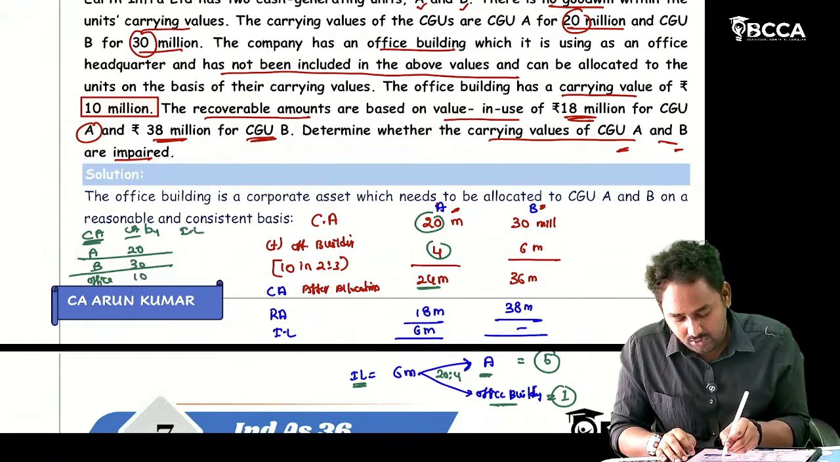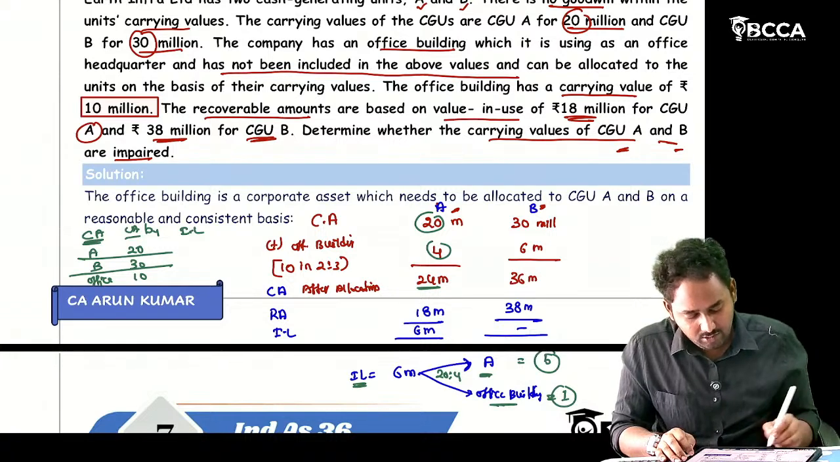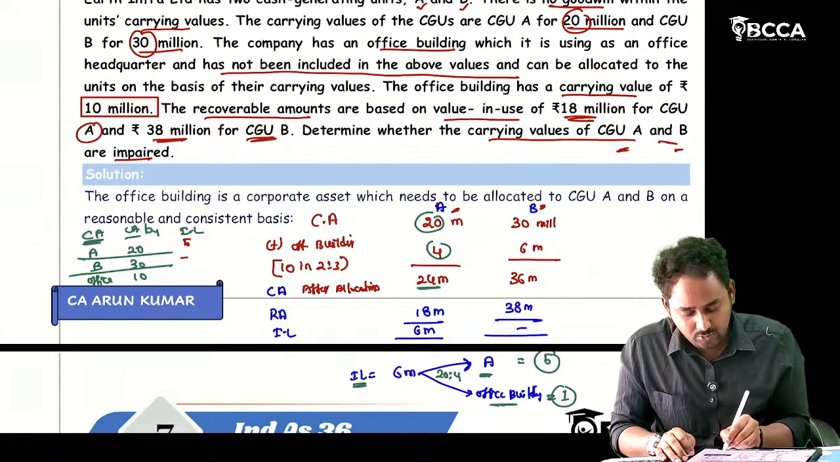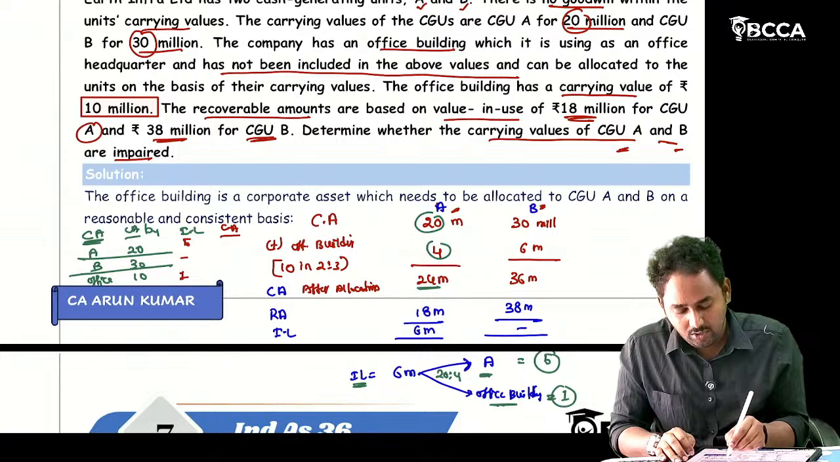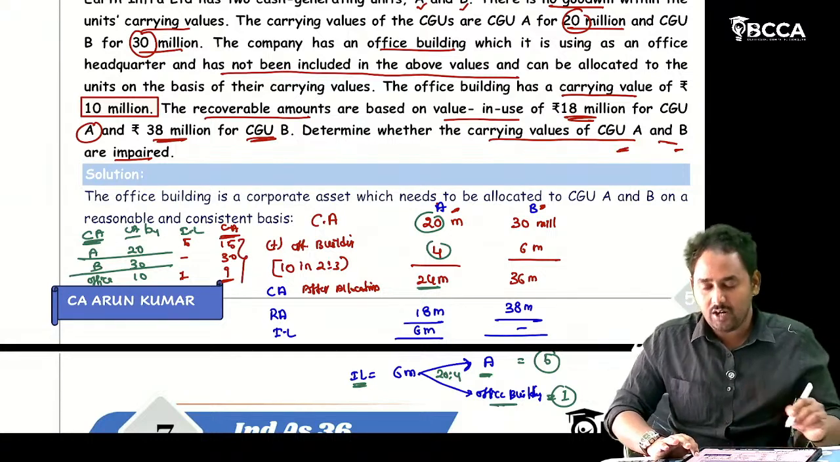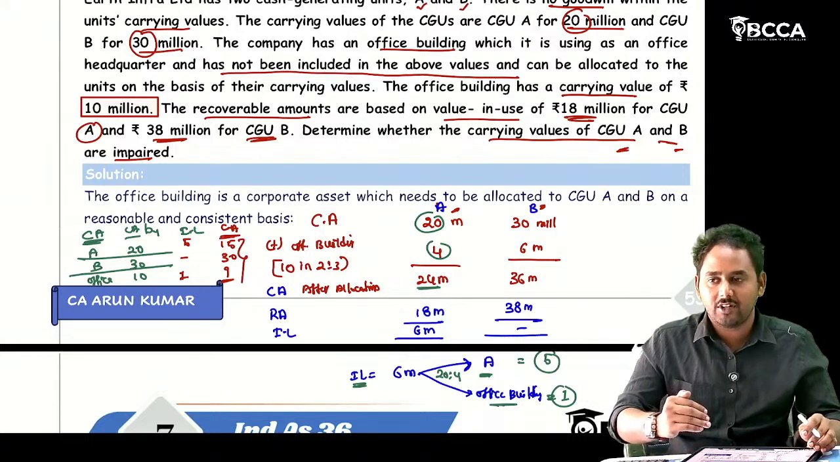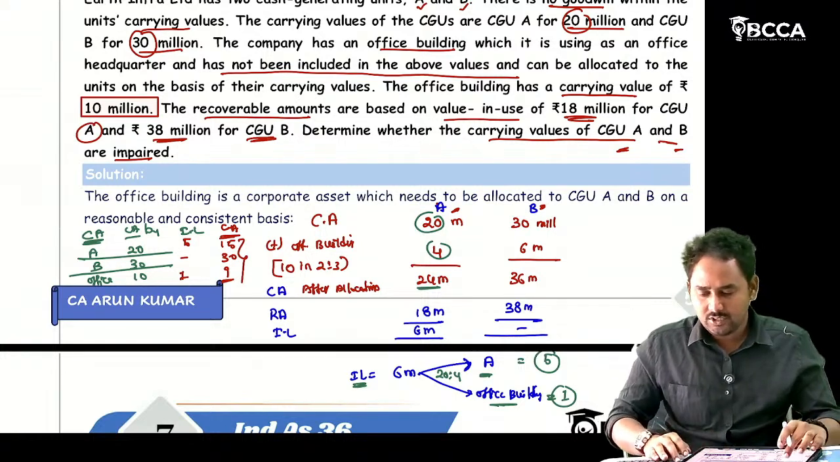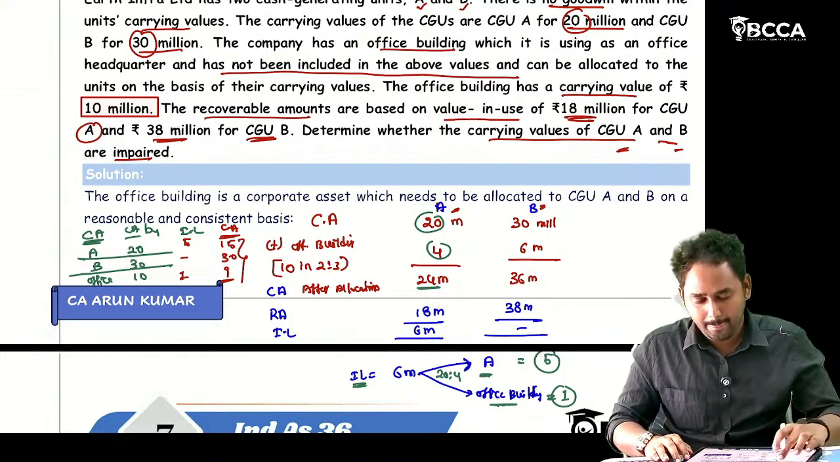Now what is the impairment loss I have provided? With respect to A it is 5 and with respect to B there is no impairment. With respect to office building it is 1. So carrying amount after allocation 15, 30, 9. These are the carrying amounts after giving effect of impairment loss. So this is an easy problem only.